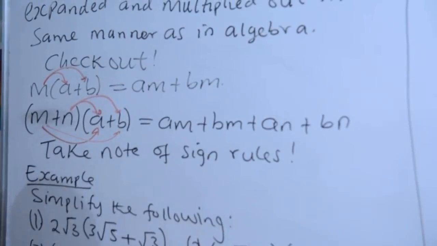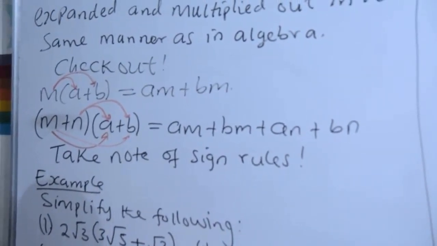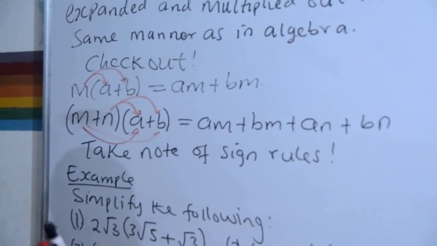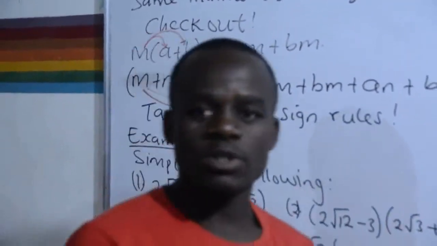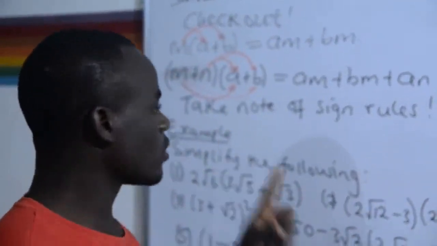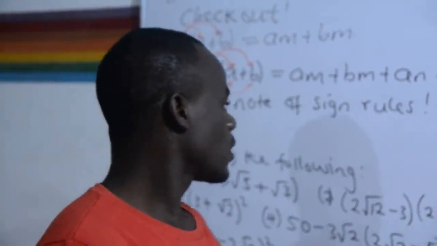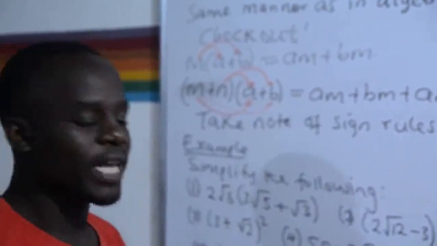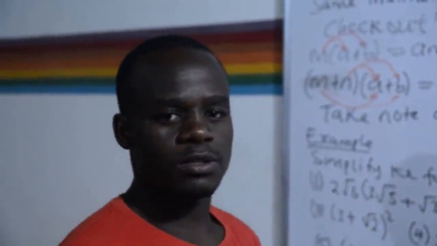What are the sign rules? If you can remember, we said plus times plus gives you plus, minus times minus gives you plus, plus times minus gives you minus, and then minus times plus gives you minus. So those are the sign rules I'm trying to say. We should always take note of them when we are expanding any brackets given to us. So all these concepts, as you already know them, can also be applied in simplifying surds.